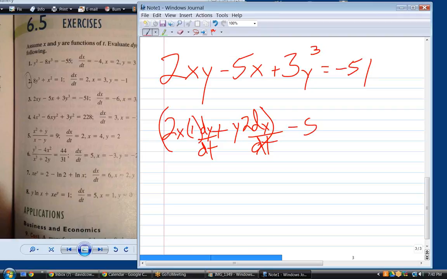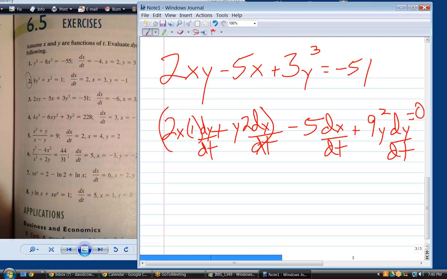Yep, minus 5 plus 9y squared. Hold on. Minus 5 what? Oh, dx/dt. Okay, sorry. Then plus 9y squared dy/dt. And this time I'm not going to be able to do that little trick.